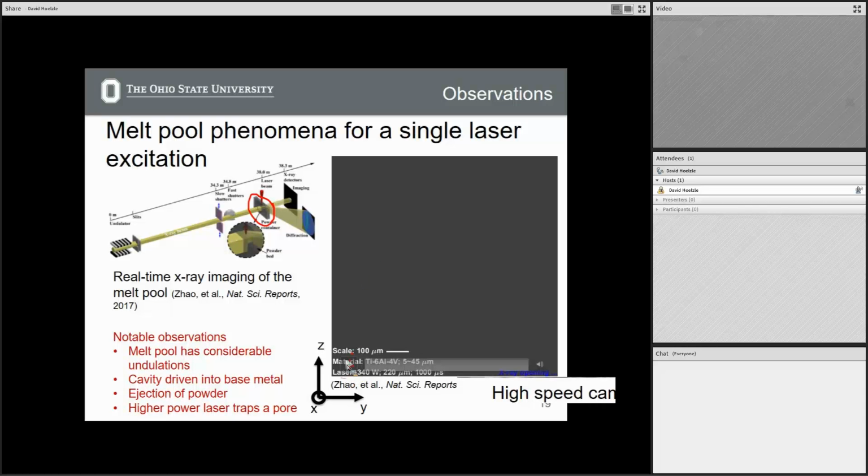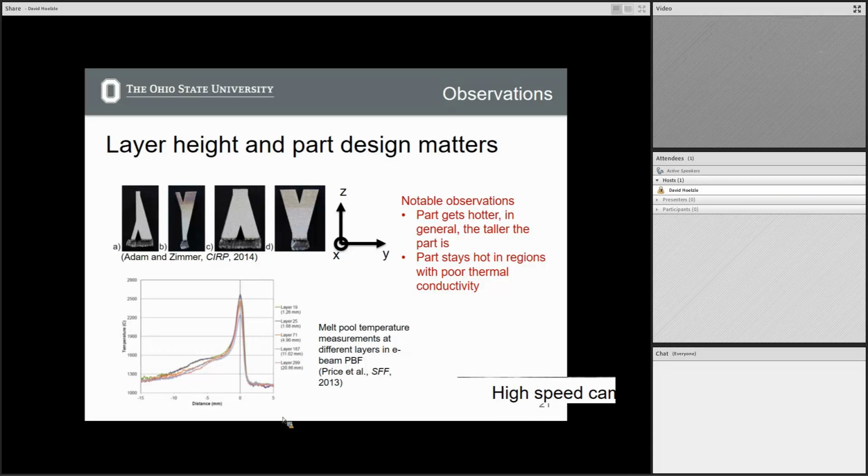Okay, we saw these videos on Thursday. This was the melt pool being formed from an X-ray point of view. The major thing to point out here is that for one of these, especially for the higher power laser, the cavity is driven in the base metal, and the high power laser trapped a pore within the structure. All right, and so those were some observations we made on Thursday from X-ray images of what's going on inside the melt pool.